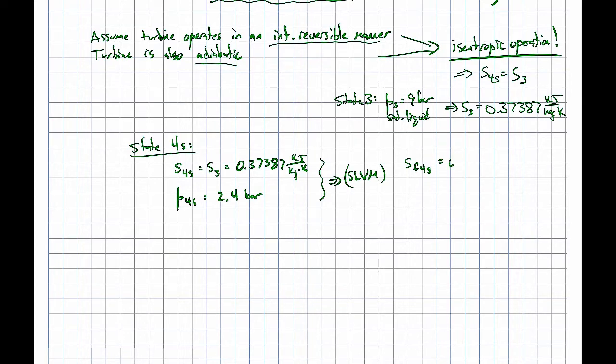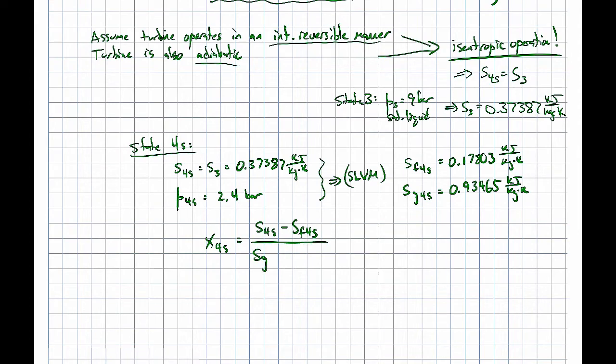That comes out to be 0.17803 kilojoules per kilogram Kelvin. The saturated vapor value is 0.93465 kilojoules per kilogram Kelvin. Again, you can see that our value for the specific entropy falls in between those two, so that's why we know it's a saturated liquid vapor mixture. So you can find the quality at that point. It looks like this. So we can plug in our numbers, and you'll get that the quality comes out to be about 26%.